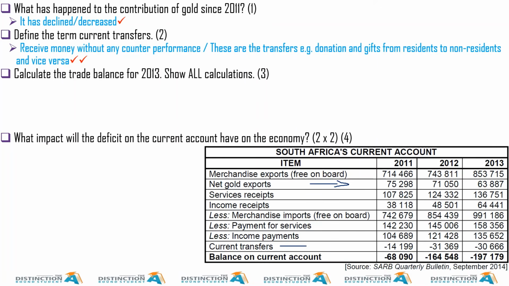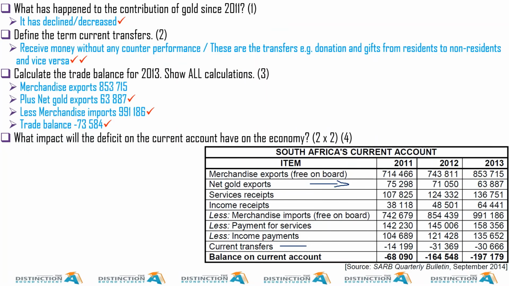Calculate the trade balance for 2013. Come on, trade balance is always easy. Merchandise. So you notice that this one is a common thing. Merchandise exports plus net gold exports minus merchandise imports equals the trade balance. And again, take note, you might have the formula, but you are busy doing the wrong year. Then you'll get a wrong answer.